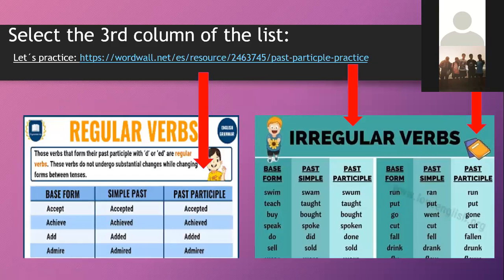Okay, so let's continue. Here we have two lists of verbs. So we're going to use the third column of the list. Past participle, past participle, past participle. So accept, accepted, accepted. This verb is what we have to use. In this case, we have irregular verbs, and with irregular verbs, you have, for example, swim, swam, swam. Teach, taught, taught. Or buy, comprar, bought, bought. Speak, spoke, spoken, hablado. Again, run, ran, run. It's different.